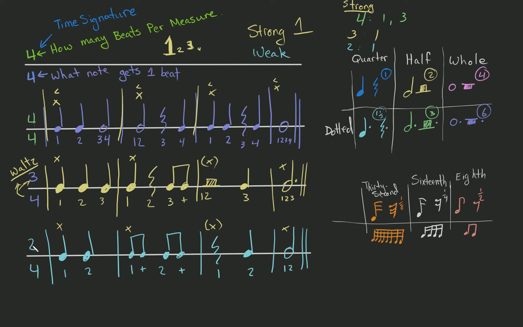Okay. And then 2 is kind of like 4, but a little bit simpler. It's just every other beat is strong. It's not that complex, actually. Just a lot simpler to play. And there you go. There are time signatures.